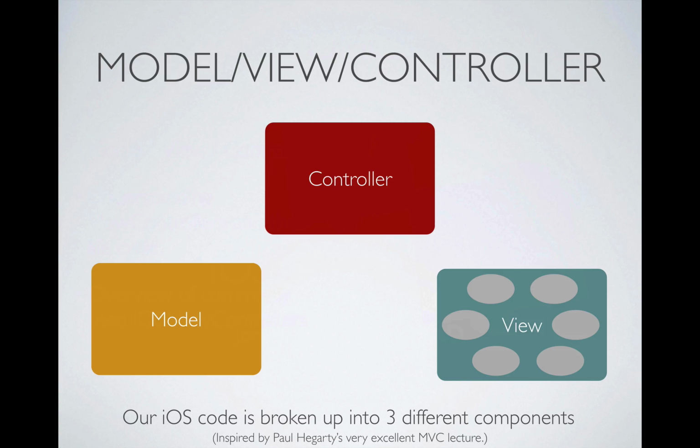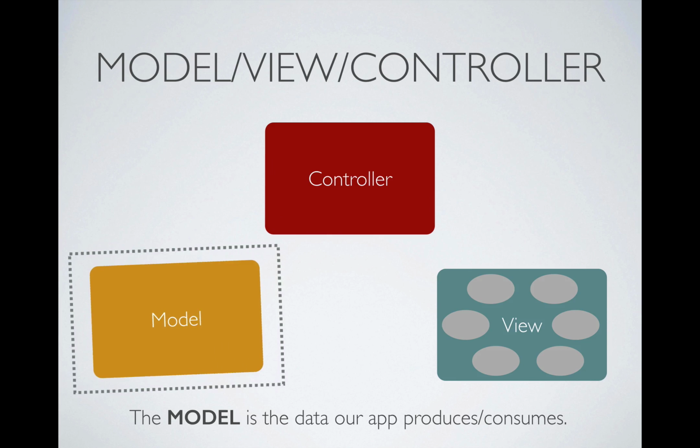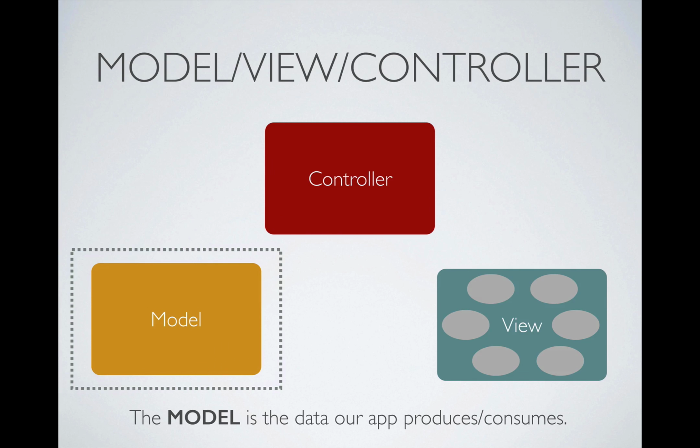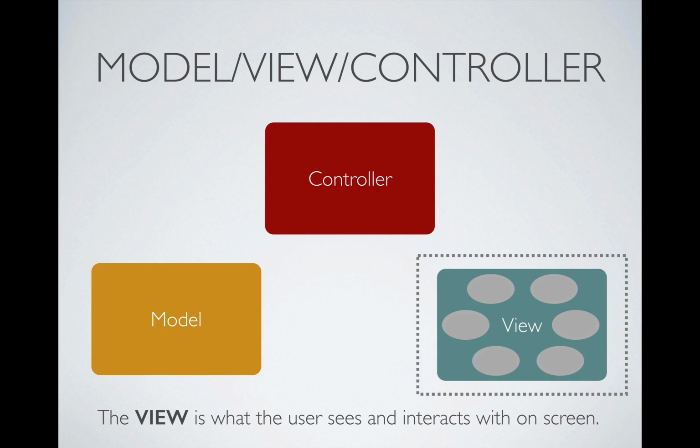So first of all, Model-View-Controller. In Model-View architectures, our code is broken up into three different components: model, view, and controller. The model is the data that our application produces and consumes. So it's just a representation of any data that our application is going to use. The view, on the other hand, is what the user sees displayed on the screen, and also it's what they interact with. So the views are things such as buttons and scroll views and table views and so forth.